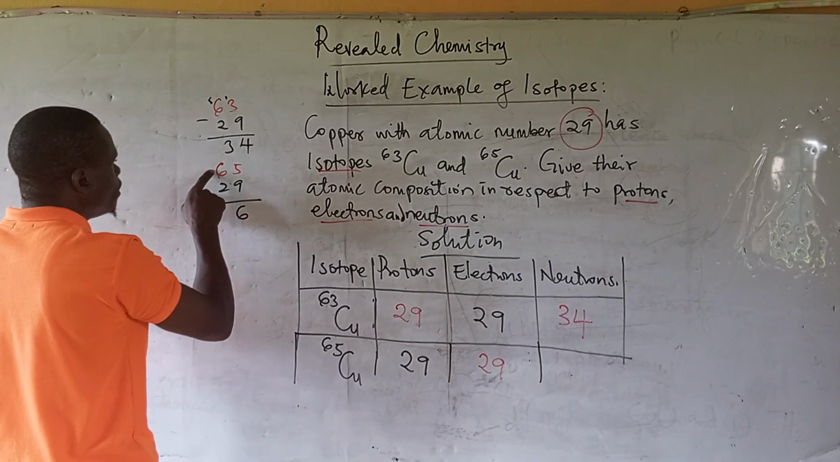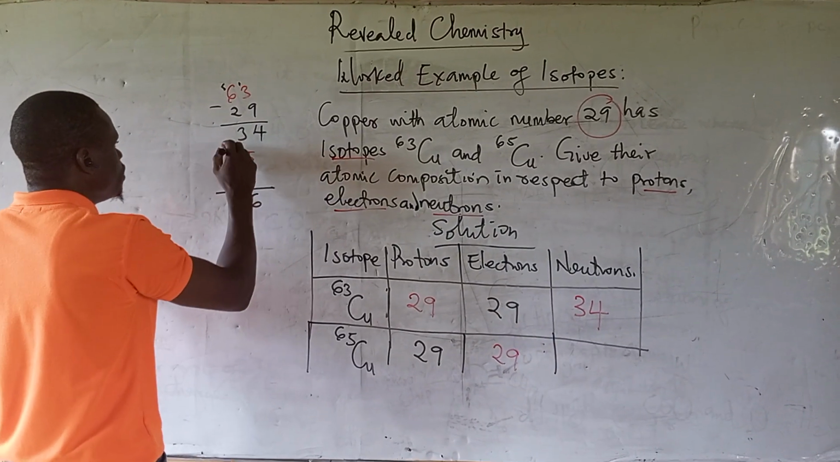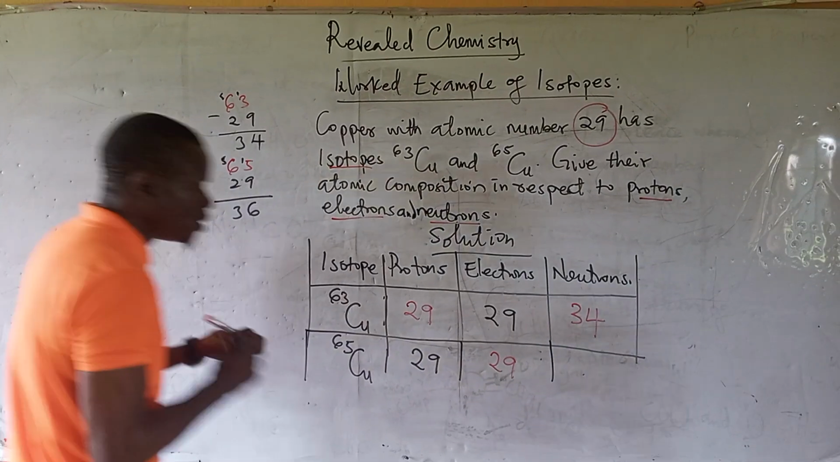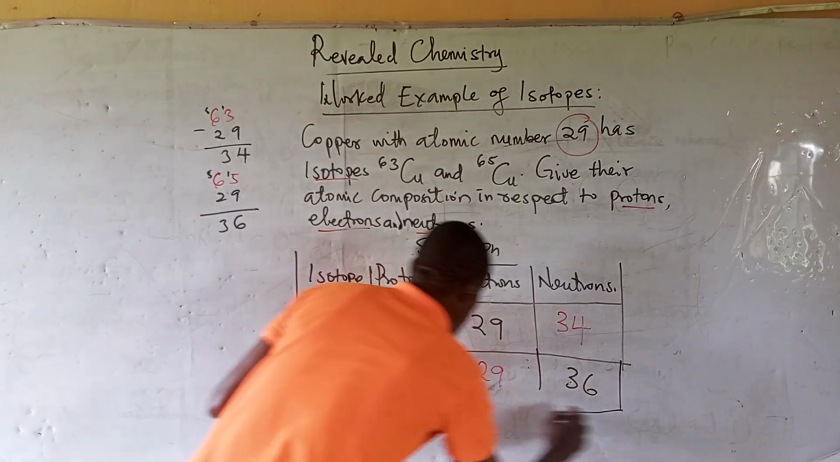What is left here? We have 5 left here. 5 minus 2 gives us 3. So here it becomes 36.